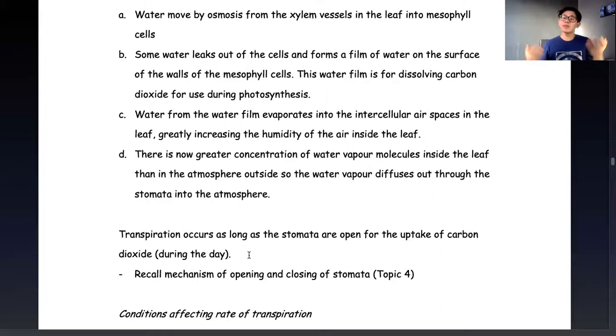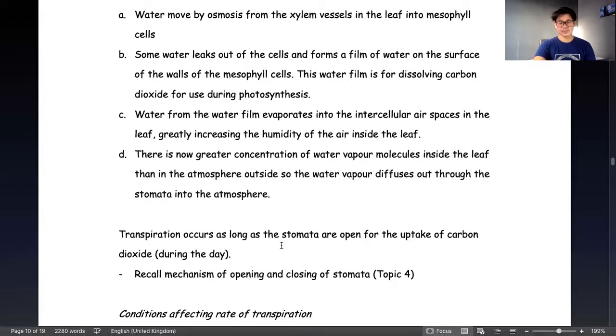At night time, the stomata are closed. As a result, the water movement would be very low, so there is less movement of water going up, because they don't need as much water as they are not doing photosynthesis.